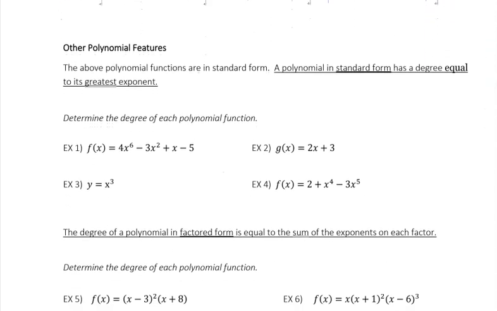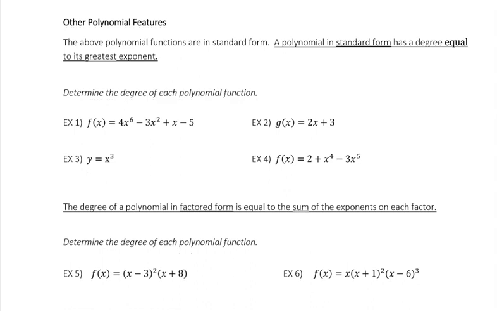So, first off, we're going to talk about degree. All of the ones that we've seen so far have been in standard form, meaning they're all multiplied out, there's no parentheses. A polynomial in standard form has a degree that is equal to its greatest exponent. So if we want to find the degree of each of these polynomials, all we have to do is look for the highest exponent. For example 1, the highest exponent is 6. So the degree is 6.